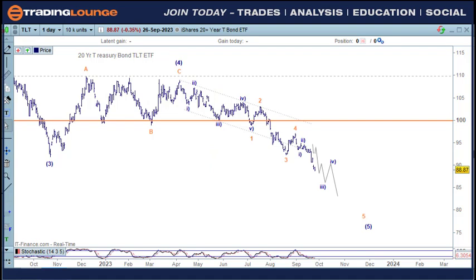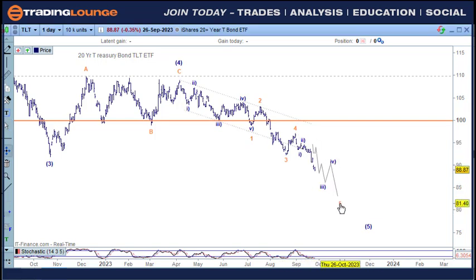Here on a daily chart, we've got wave 3, 4 and 5 moving lower through here. So I've got a very conservative count here in terms of 1, 2, 3, 4, 5. 1 and 2 and 3 and 4, 1, 2, 3. Once this finishes here, 4.